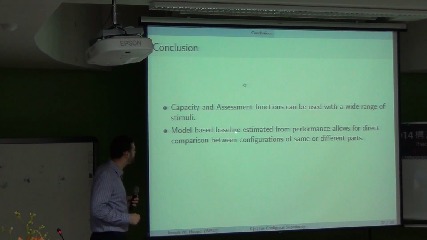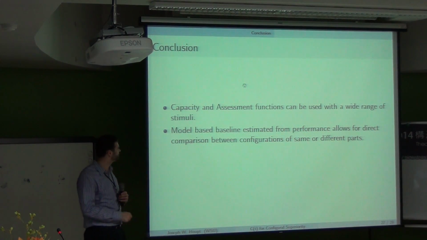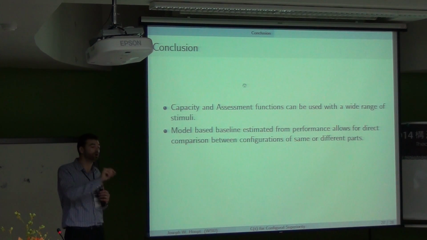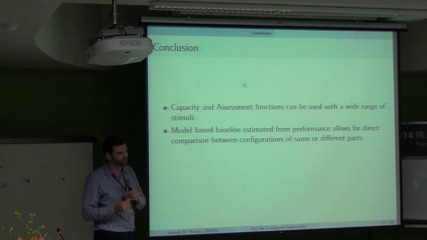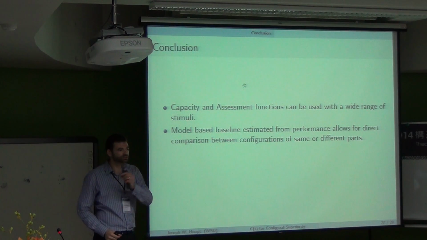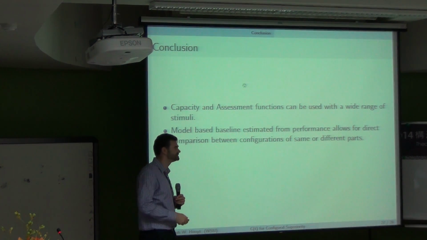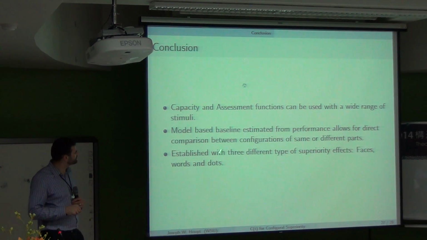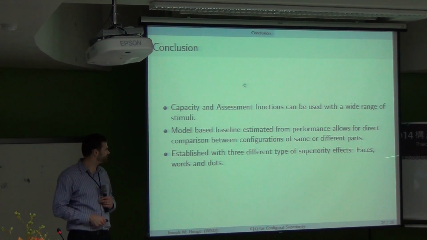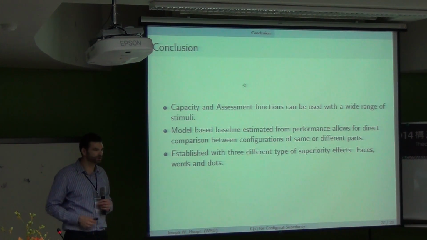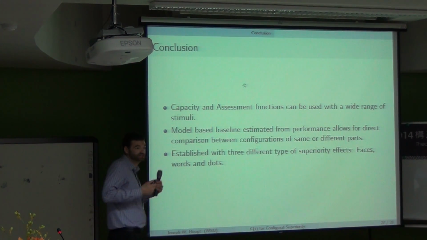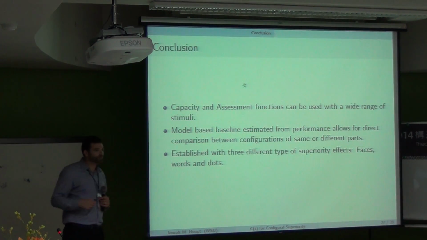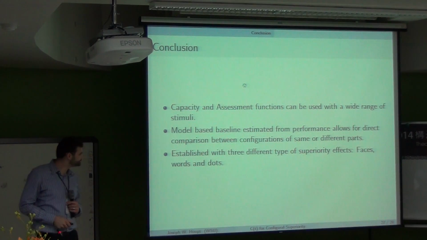All right, so basically what I just said there: the capacity assessment function can be used with a wide range of stimuli. It's a model-based baseline. Templates are estimated from performance that allows for direct comparison between configurations of same or different parts. So again, we can compare configurations of consonants to configurations of letters that make up standard words. We've demonstrated their use in 3 different types of configural superiority tasks: the face superiority, word superiority, and objects or something superior, dot superiority, I guess. So they're fairly powerful, diverse functions.